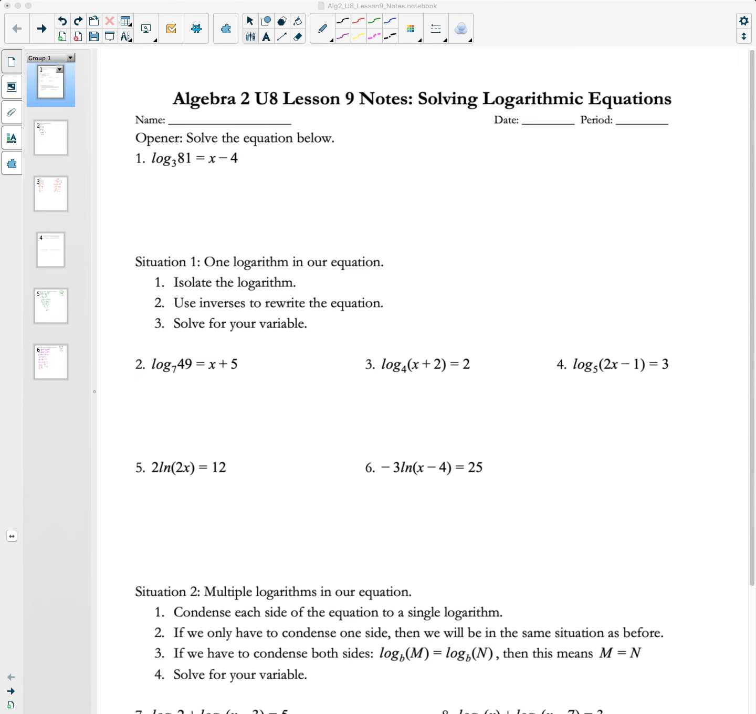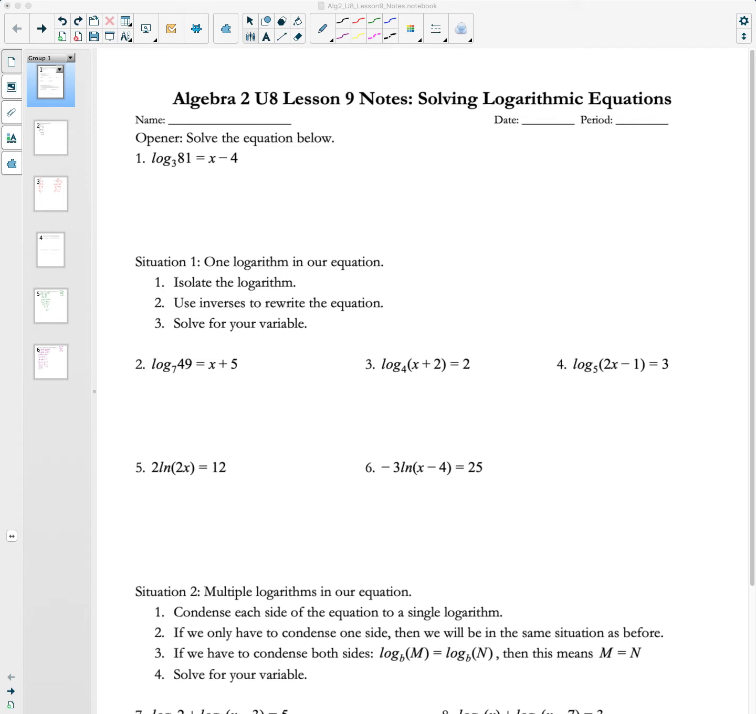All right, my friends, here we are, the last lesson of our unit on exponentials and logarithms, and we're going to conclude with a lesson on solving logarithmic equations. This lesson really is just going to combine several things that we've talked about in this unit, from properties of logarithms to inverses.